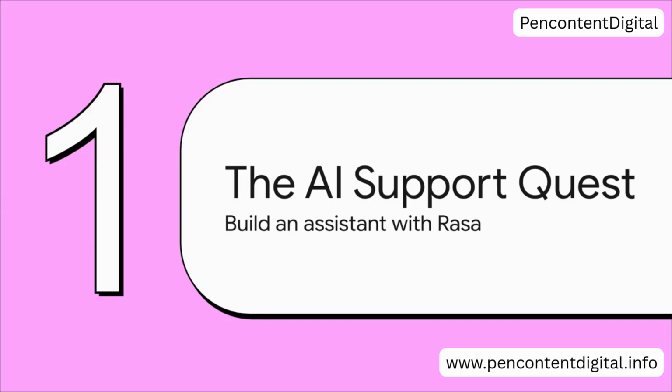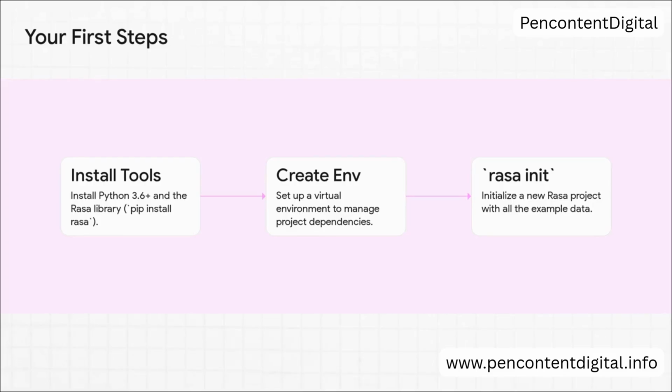So let's frame this as a quest. Your mission, should you choose to accept it, is to build an AI assistant that can solve this very problem. And our tool of choice, our secret weapon for this quest, is Rasa. It's a super powerful open source framework that puts you, the developer, in complete control. And you know what? Getting started is way easier than you might think.